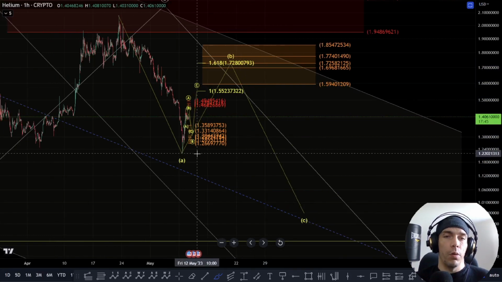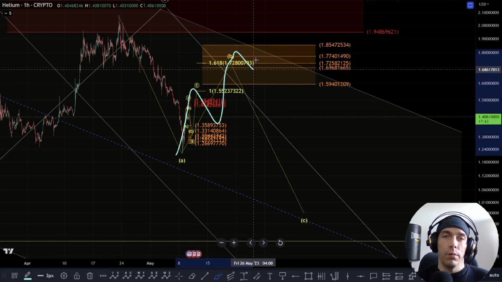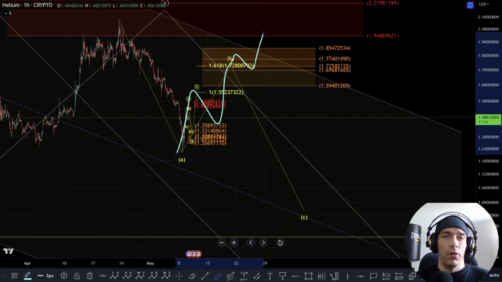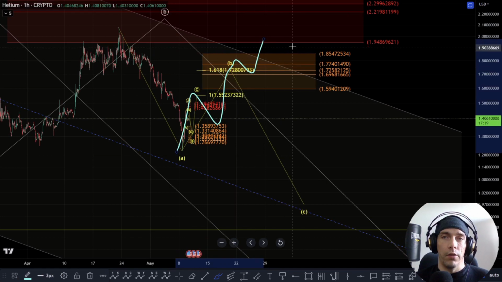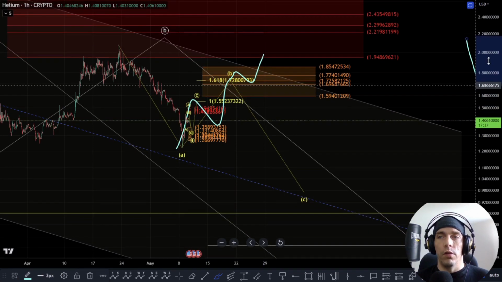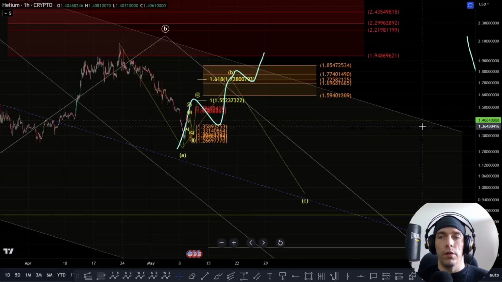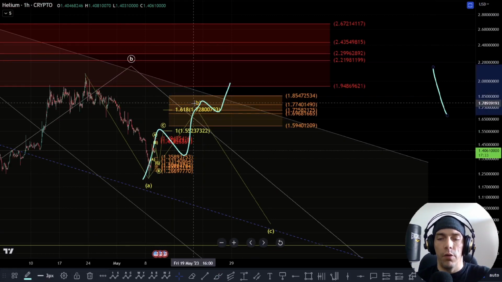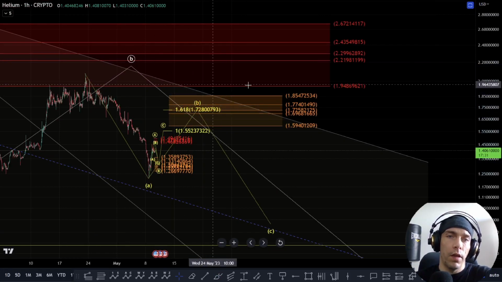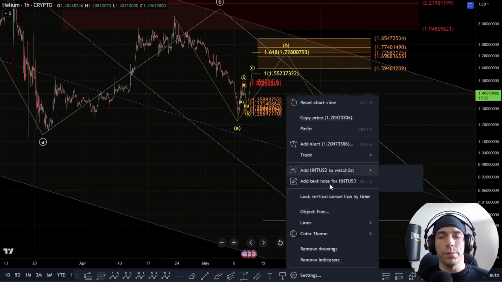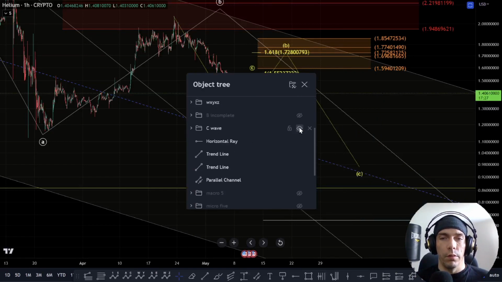Or alternatively, we could see a 5-wave sequence to the upside, which fails to break out of this zone up here of this $2.67, and then we break down from that point. So we're going to have to keep an eye on this area. Now, we're talking about that potential of a breakout.